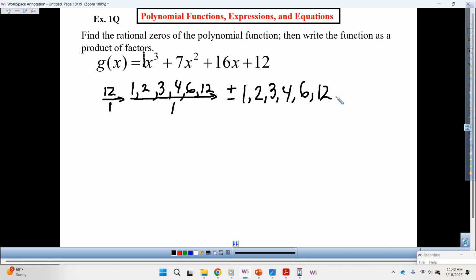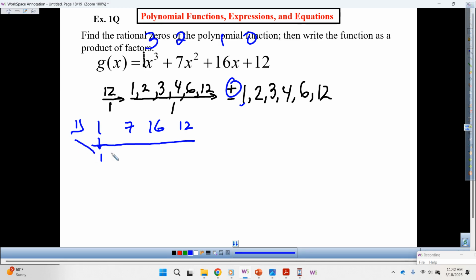Okay, good. From there in blue, I'm going to start with positive 1. Is this in standard form? Let's see, 3, 2, 1, 0. Yes. So then I write 1, 7, 16, 12. Bring down the 1.